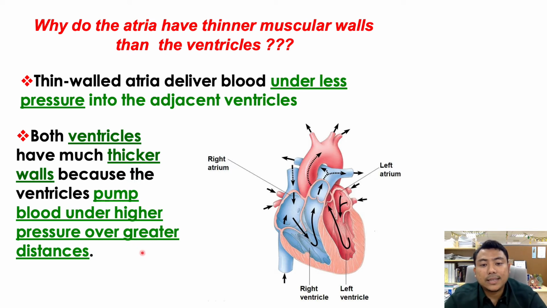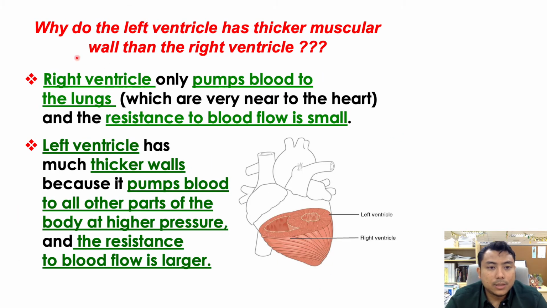Kenapa over greater distances? Kalau yang right ventricle ni dia akan pergi ke pulmonary, okay. Mana pulmonary, mana pergi ke lungs, mana jauh kan lungs. Yang ini pula aorta, pergi ke seluruh badan lain. So memang perlukanlah pressure yang sangat tinggi.